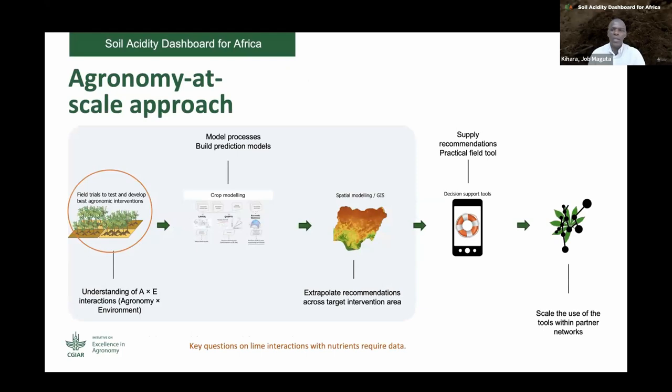Here I'm just showing and recapping a little bit of what I've already said, to say that the agronomy at scale approach is considering data that is coming from different sources, field trials, maybe current and past trials, and those are built into the crop models. Those are used to develop those spatially explicit type of recommendations, and those are taken out into decision support tools by different partners. As we develop the validation trials in terms of what is going on, we continue to collect data that help to answer some of the questions that were raised by Jordan, including the interaction of lime with nutrients, for example.